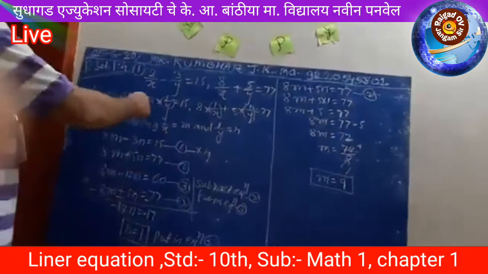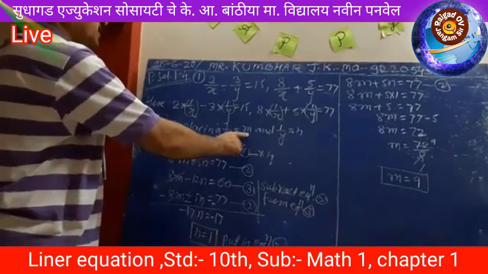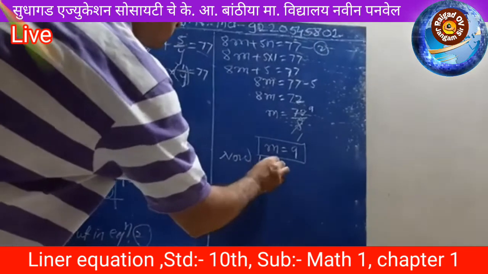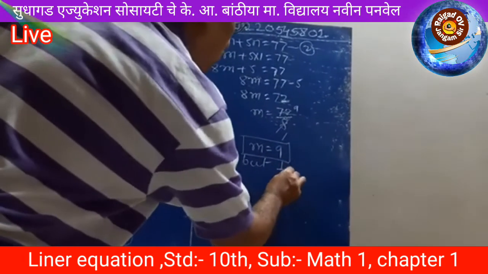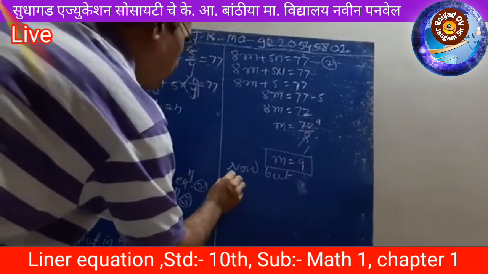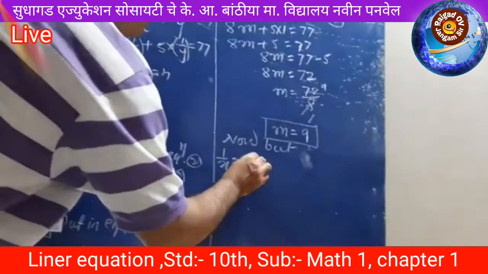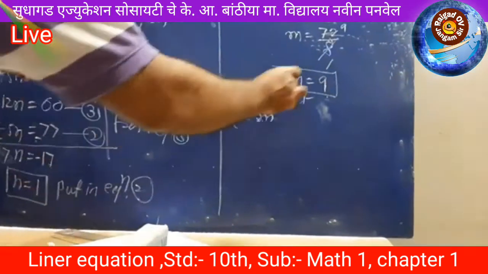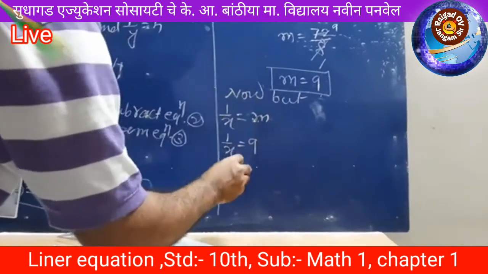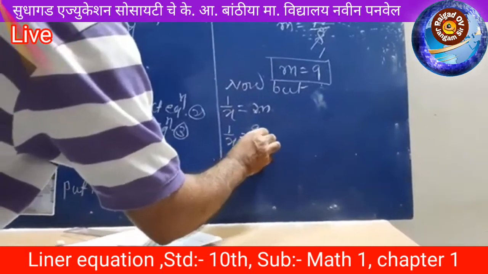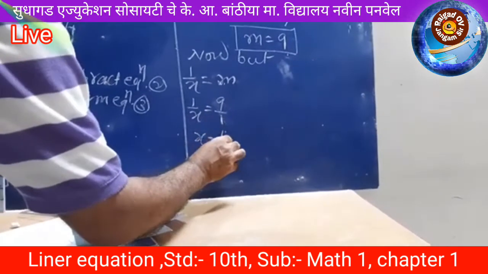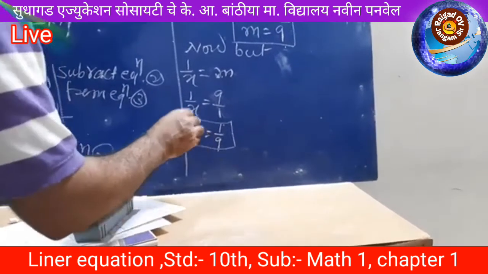Then by resubstituting, 1 upon x is equal to m. We have to write here 1 upon x is equal to m, but m is 9. Therefore, 1 upon x is equal to 9. For our convenience, 9 upon 1. By taking reciprocal, x is equal to 1 upon 9. This is the value of x.